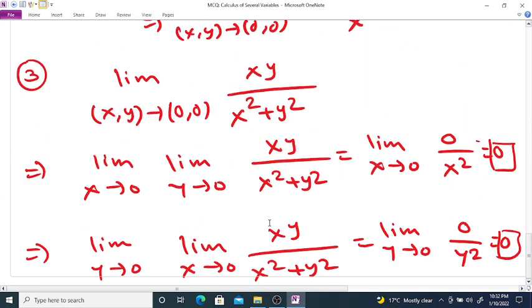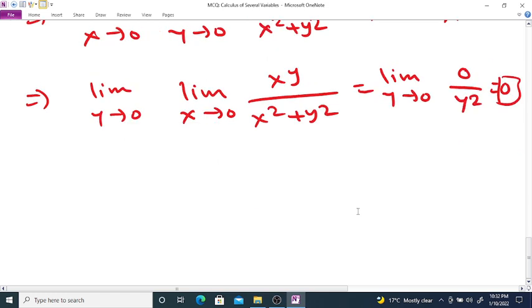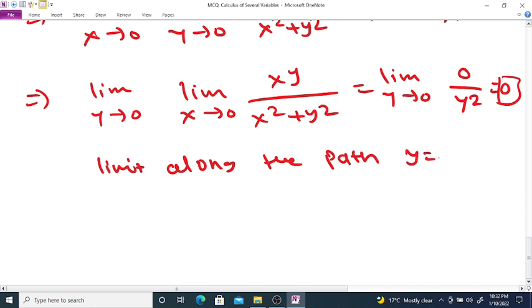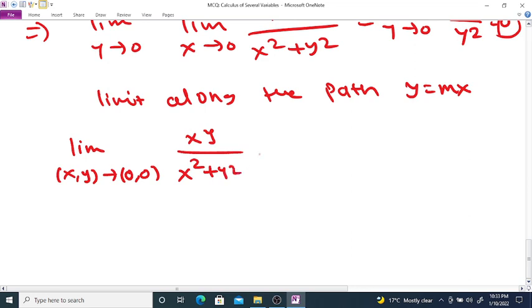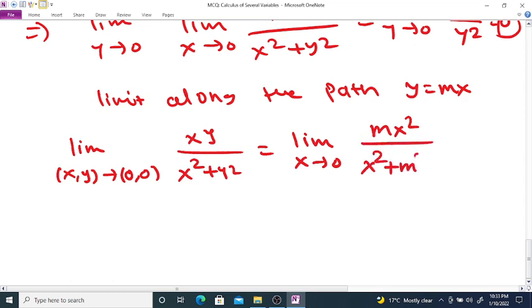For that, we consider different paths. If we take the limit along the path y equal to mx, then the limit as (x, y) tends to (0, 0) of xy divided by x square plus y square is equal to limit x tends to 0 of m x square divided by x square plus m square x square.